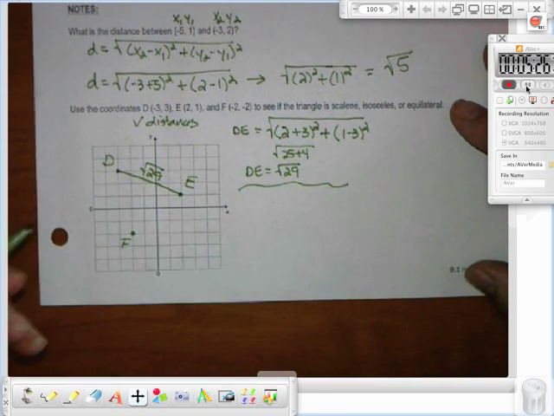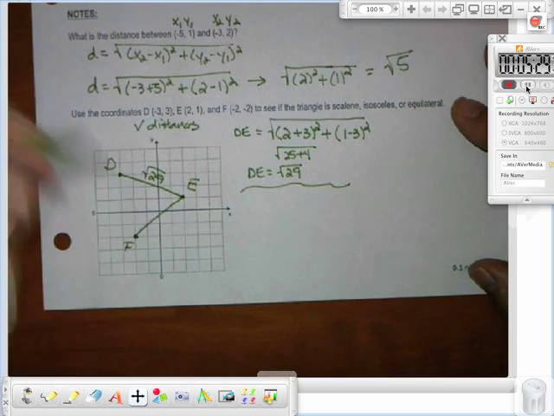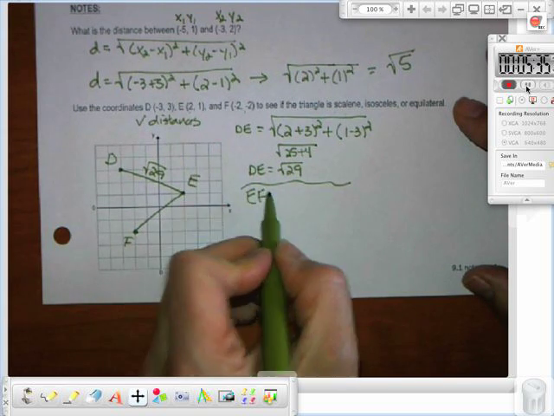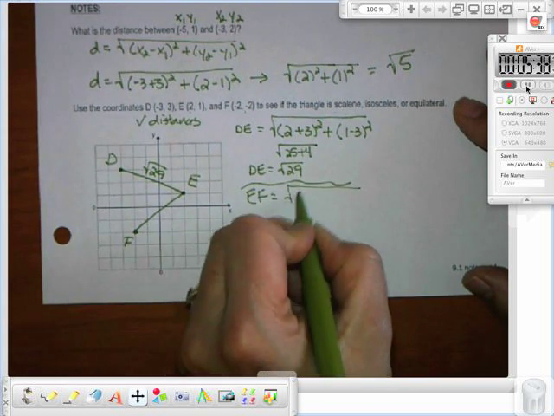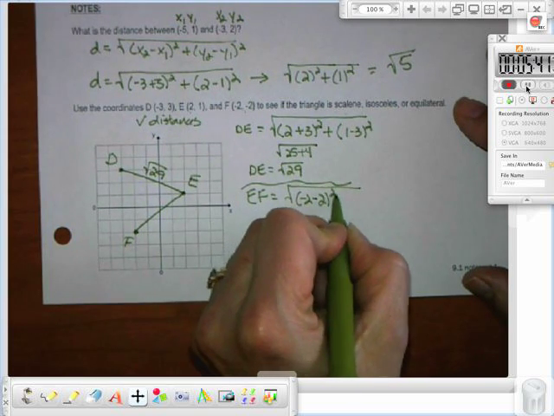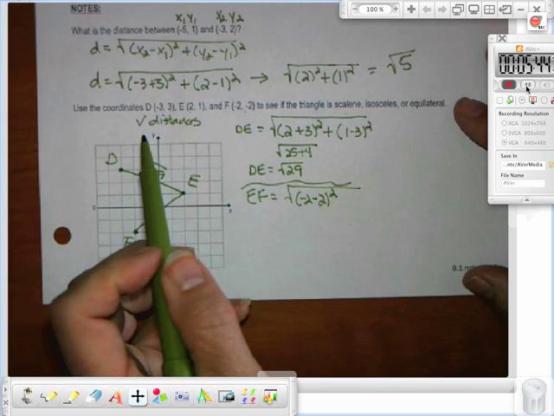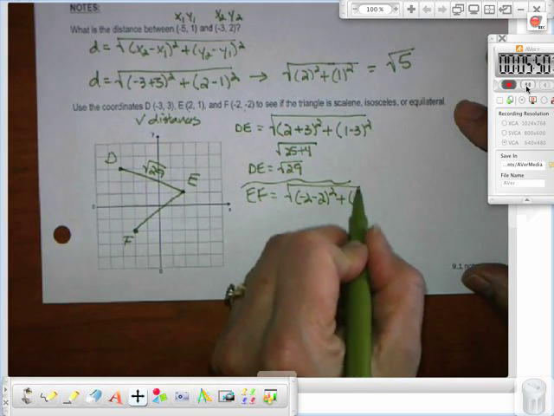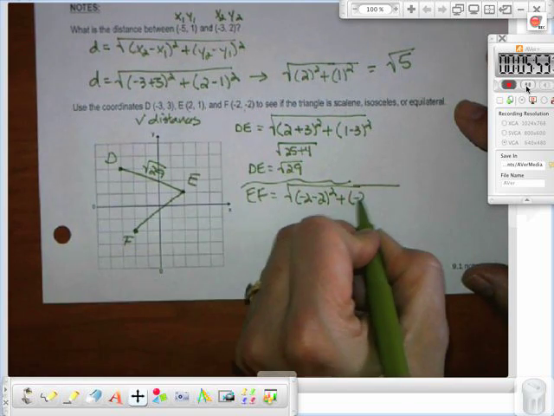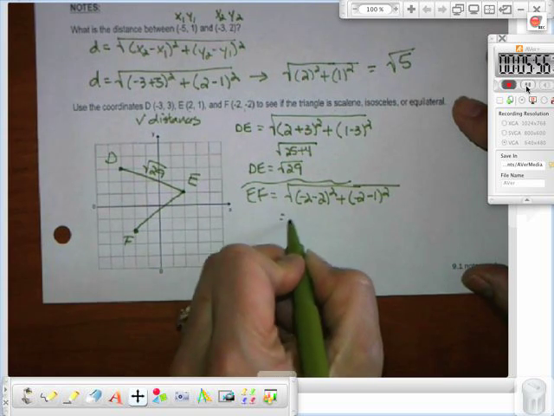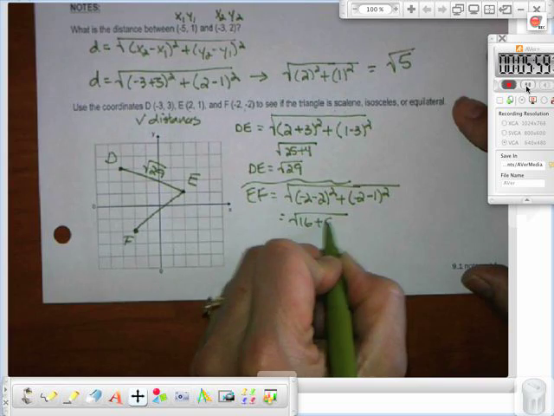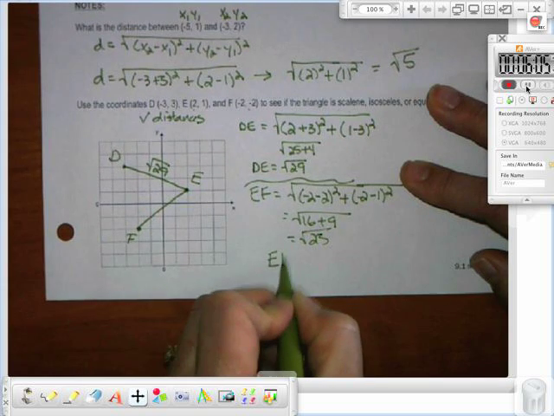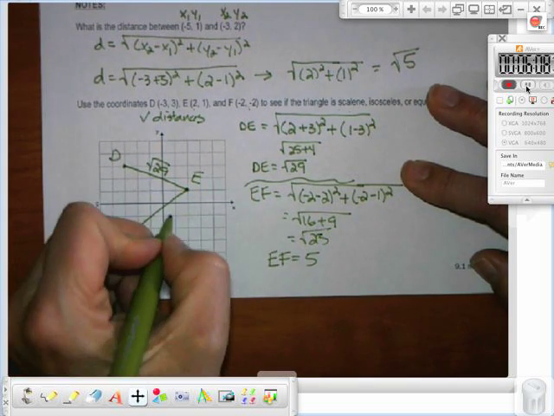Now I'm going to do the distance between E and F, these two right here. E and F, so I'm using these 2 points, equals the square root of negative 2 minus 2 squared, plus negative 2 minus 1 squared equals, when you simplify that a bit, 16 plus 9, which equals the square root of 25, and then EF is equal to 5. So that means this is 5.